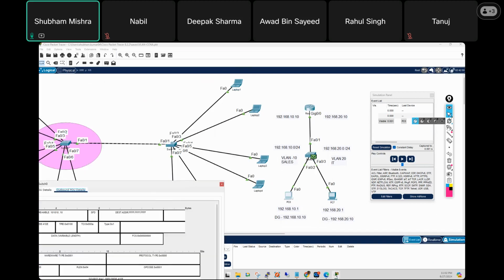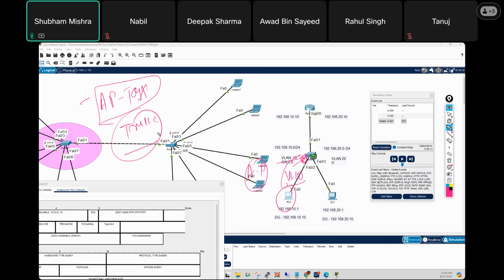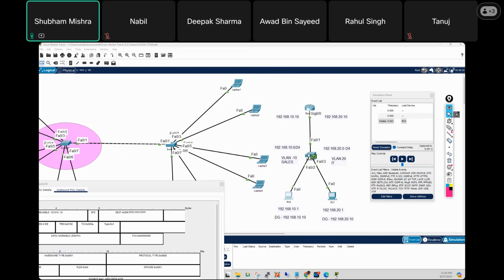Now tell me one thing. Who generated this? PC 0. The packet reached this interface. This interface is part of which VLAN? VLAN 10, and this is the access port. Please remember, access port never performs tagging. Who can perform tagging? Only the trunk port. Which port performs the tagging? Trunk port.